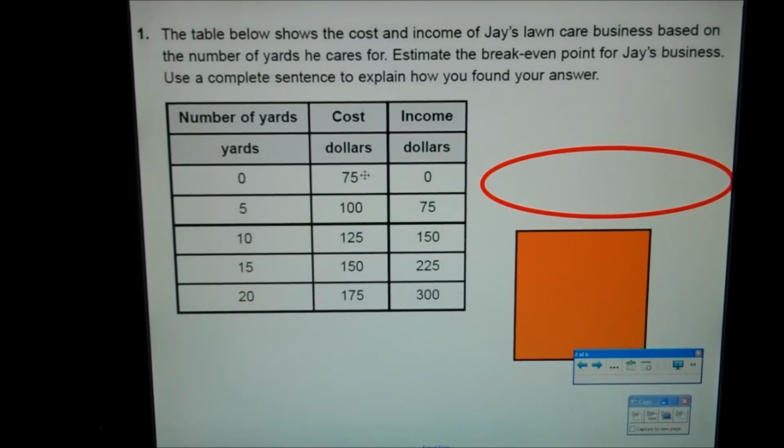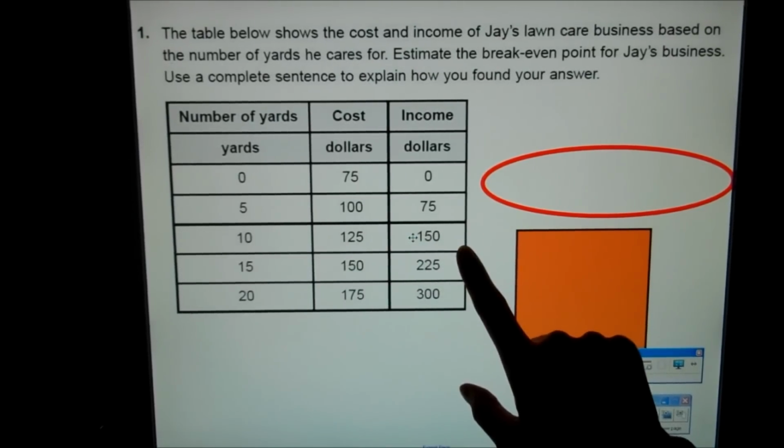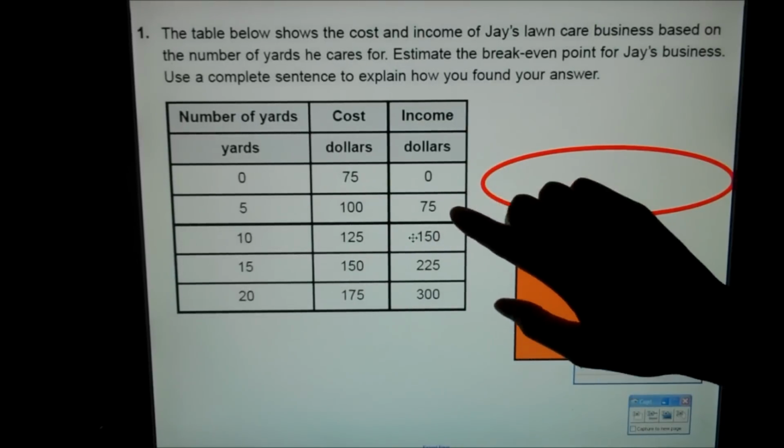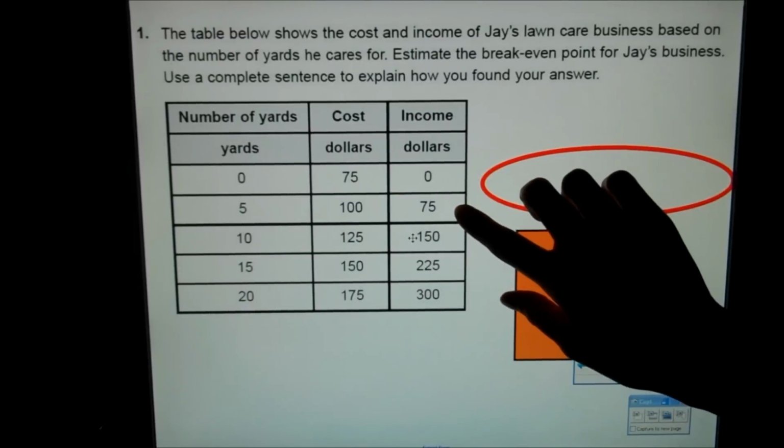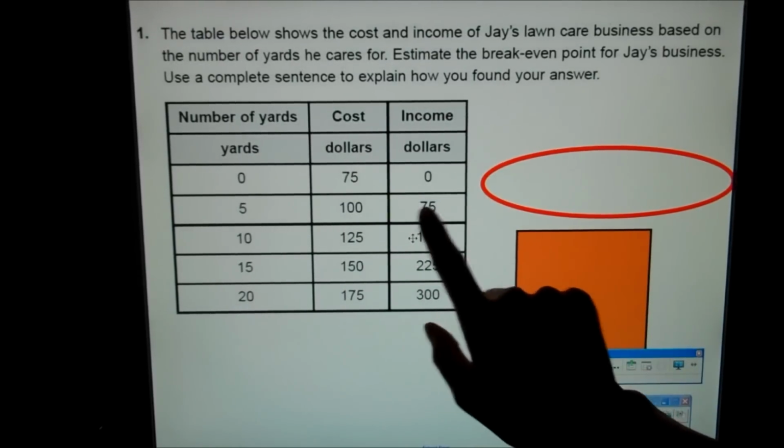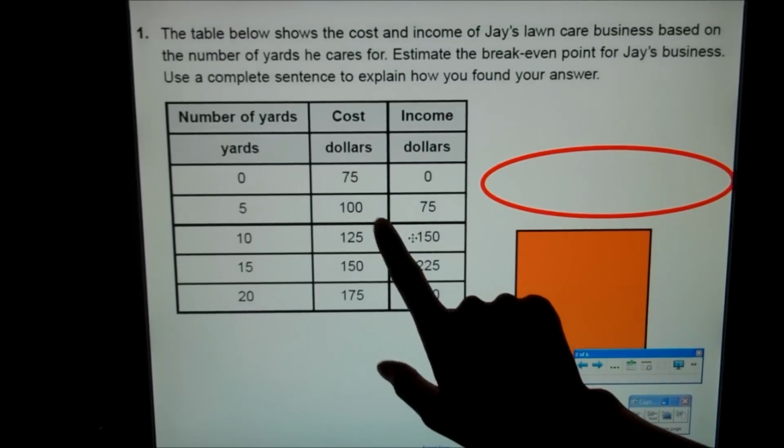And you have to look here at this table. So here I'm paying out $75 for 0 yards, and I'm bringing in no dollars, okay? Here I'm spending $100, and I'm only bringing in $75, so I'm still less. Here, let's see, my cost is $125. Oh, but this time I made $150. So am I starting to make money here? I am. So somewhere between 5 yards, where I'm only bringing in $75, my income is still less than my cost. I'm still losing money.